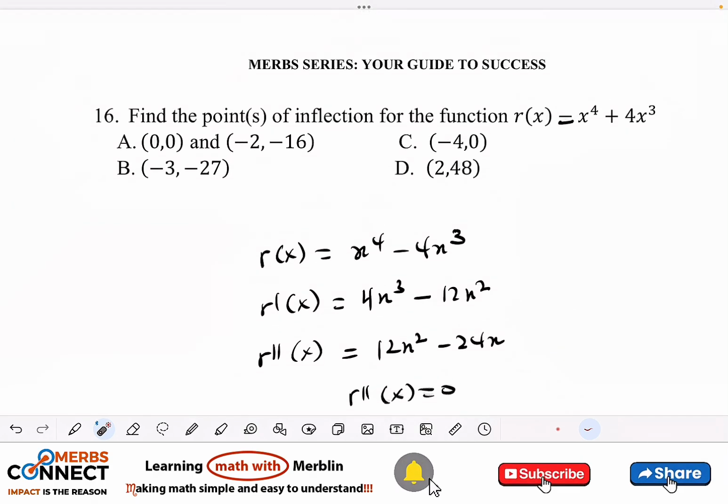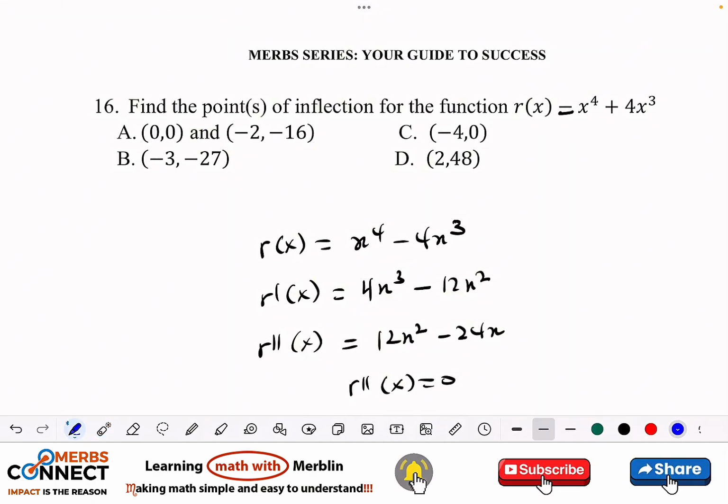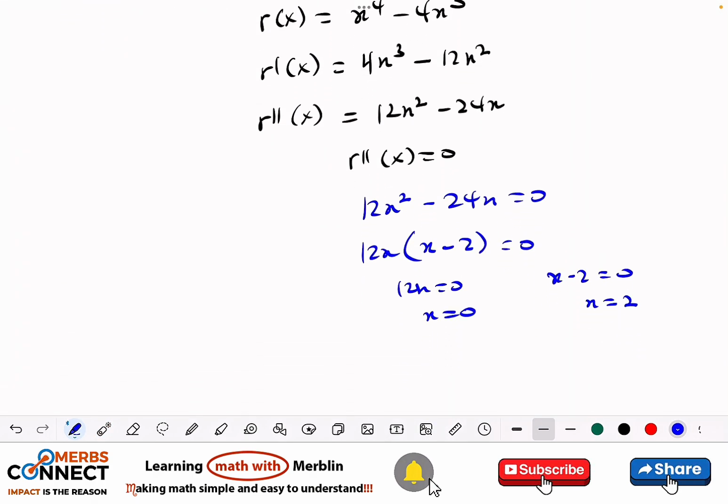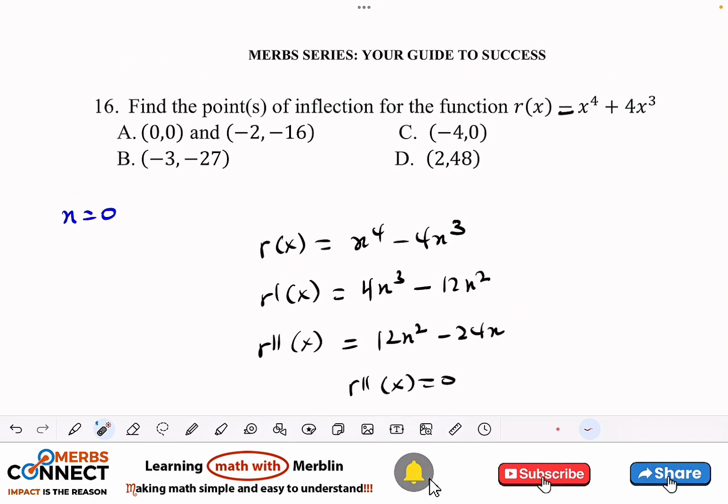Now, since we are talking about points and we've gotten the x coordinates, we need the y coordinates. So what we are going to do is assume when x is equal to 0, what are we going to get? When I plug in the 0 here, this one too will be 0. So y will be 0.